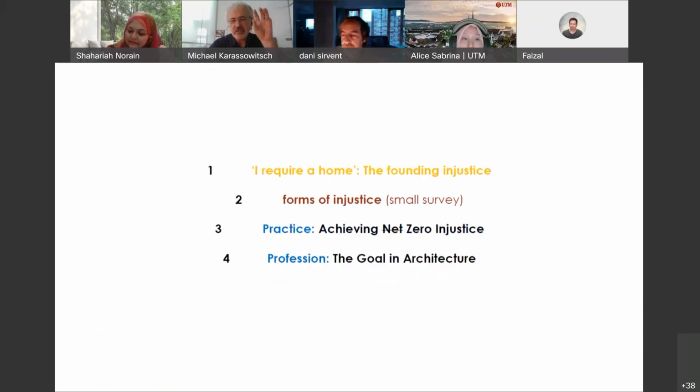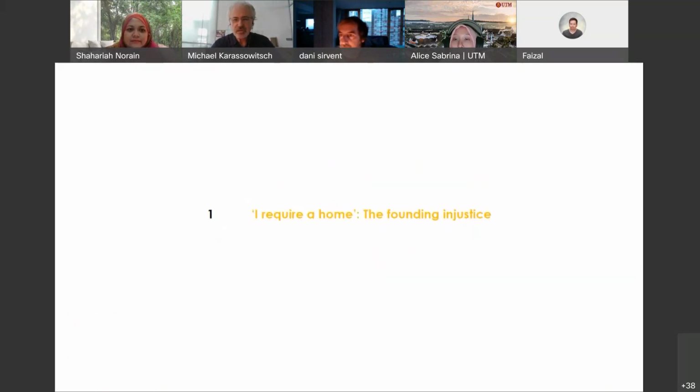So I have 4 basic points that I'm going to talk about. My point of view is that we're not actually providing housing in a very fair way, or let's say our society doesn't provide it, and I'm talking indirectly about architects' role through the different things I'm going to discuss here. I'm going to go pretty quickly through these slides so I don't go too much over 30 minutes. So number one, the founding injustice is that everybody requires a home.